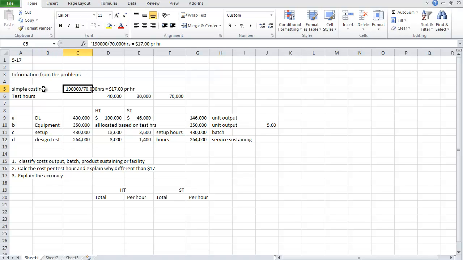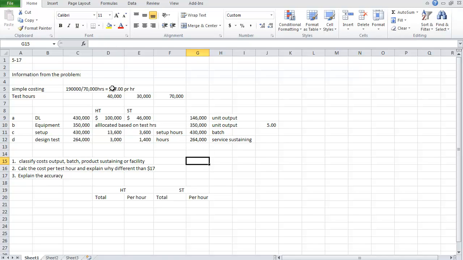So under simple costing methods, the author took the 190,000 and divided it by the 70,000 hours to get this total of $17 per hour. We also learned in the problem that for heat testing, the test hours expected would be 40,000. And for stress testing, they'd be 30,000, so that's a total of 70,000 hours that we have. And the author told us direct labor for heat testing would be 100, and stress testing would be 46. So if we add those together, that's where we're going to get the 146 that we're going to start with.